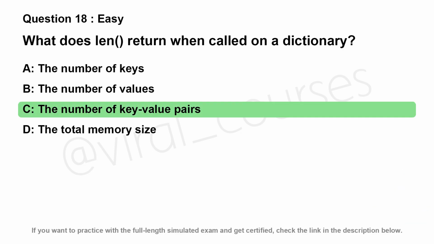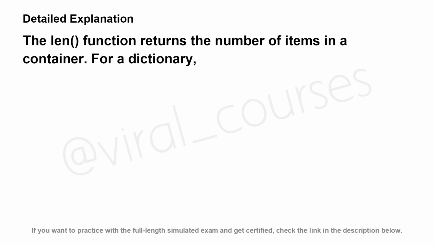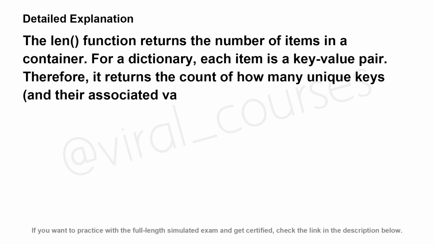The correct answer is C. The len function returns the number of items in a container. For a dictionary, each item is a key-value pair. Therefore, it returns the count of how many unique keys and their associated values exist in the dictionary.